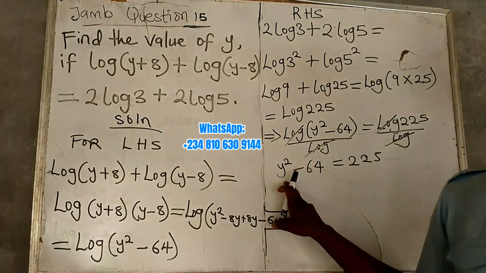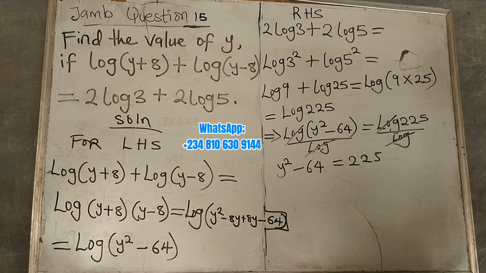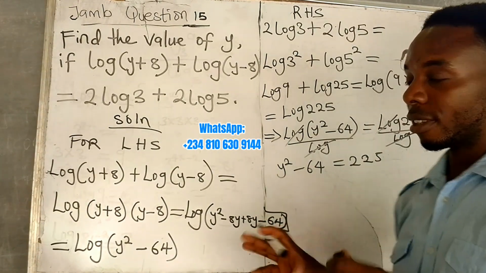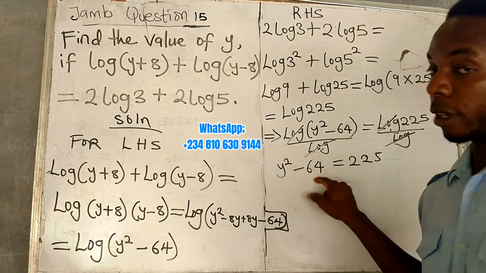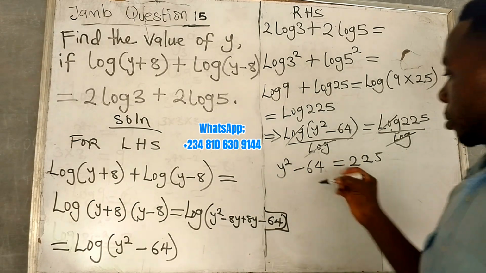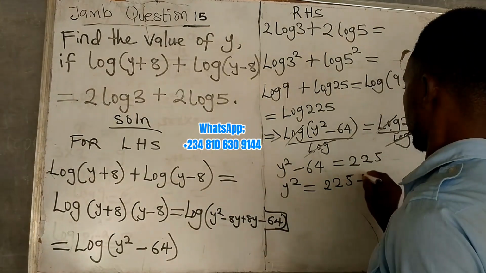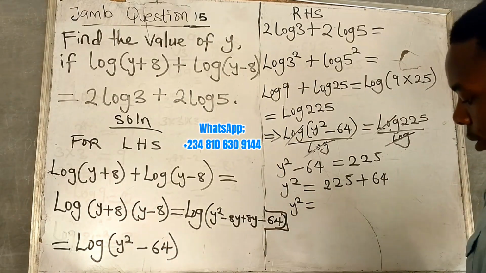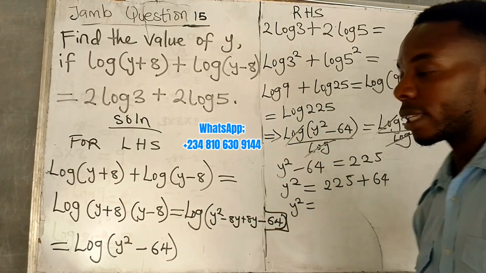Now, remember we're looking for y. So you add 64 to both sides. When you add 64 here, minus 64 plus 64 is 0. Why are we adding 64 to both sides? So that we can remove this very 64 here. So here will be y squared equal to 225 plus 64. So y squared is equal to 225 plus 64, which gives me 289.